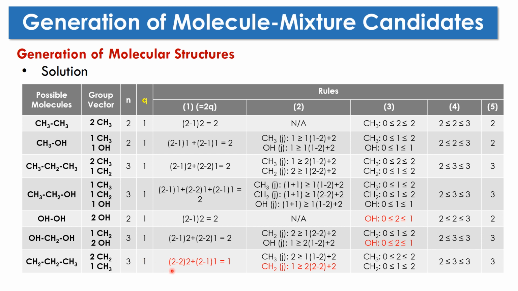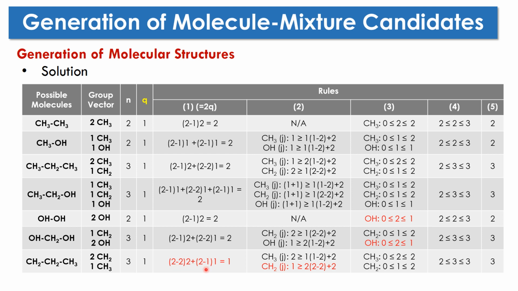So as usual, we calculate one by one. This is for CH2. So 2 minus 2, since the valence for CH2 is 2. And since there are two CH2 groups in this compound, we multiply with 2. So 2 minus 2 is 0, and 0 multiplied with 2 is 0.